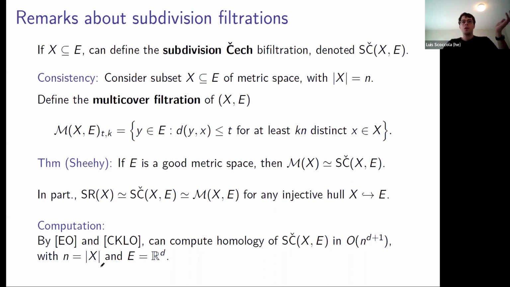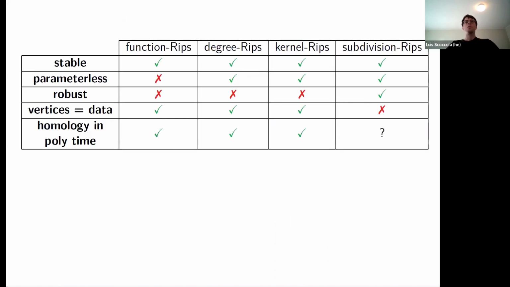So in practice, for low dimensions, you can compute that for the subdivision checkpoint. Okay, so with all of that said, we can fill in this table. We started with function-Rips. We know that it is basically stable. The problem is that you have to choose a parameter, and it is not robust.